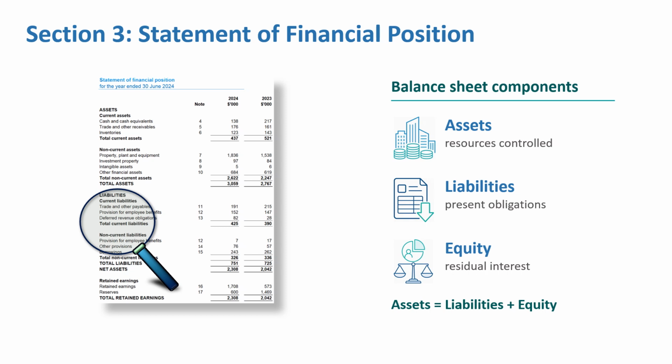A key requirement here is classification between current and non-current items. Current assets and liabilities are those expected to be realized or settled within 12 months, while non-current items extend beyond that period.